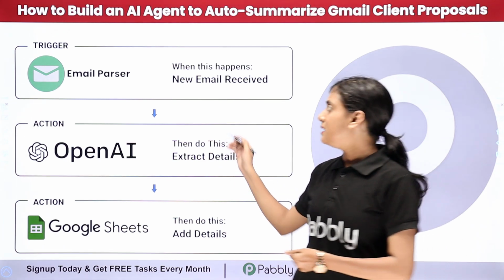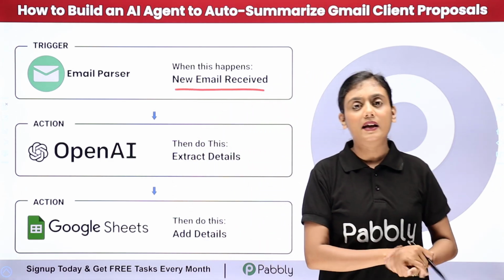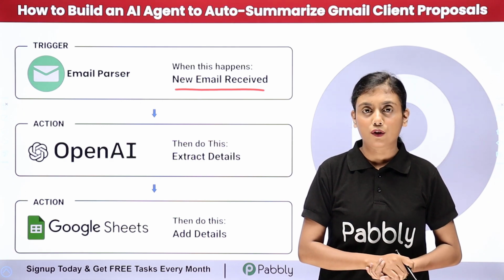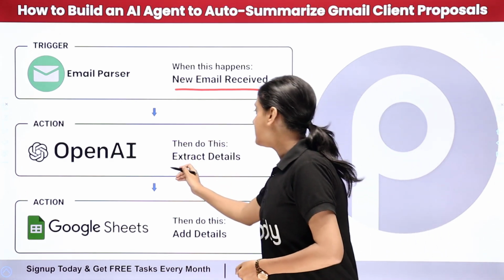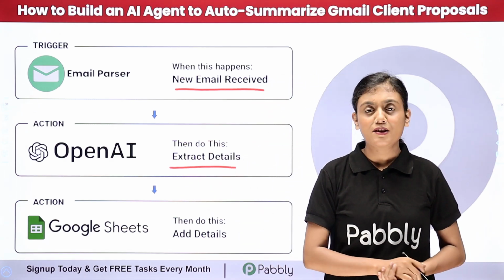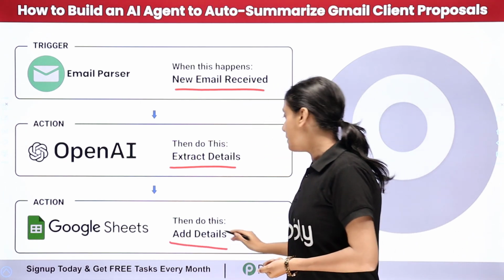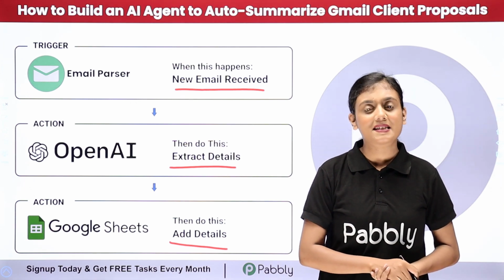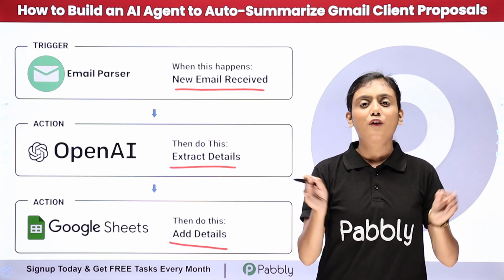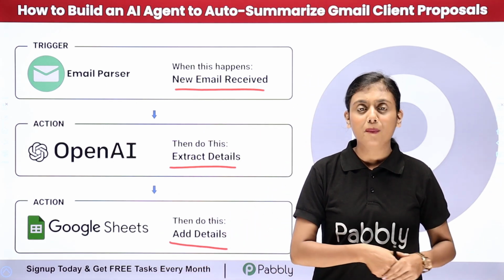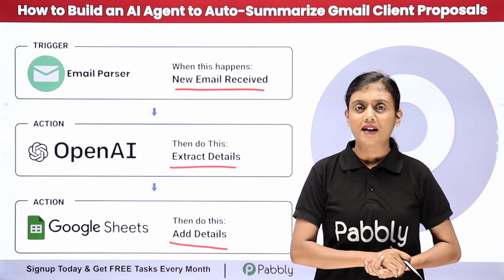Now whenever I receive a new email on my Gmail account and I fetch the data using email parser, there is an attachment of a document. I am going to extract the details from the document using an AI agent, and as soon as the details are extracted, automatically to create the systematic record, I am going to add all the details in my Google Sheets. So now if you want to learn how to create this amazing AI agent for yourself, for your business, then let me take you to my screen.